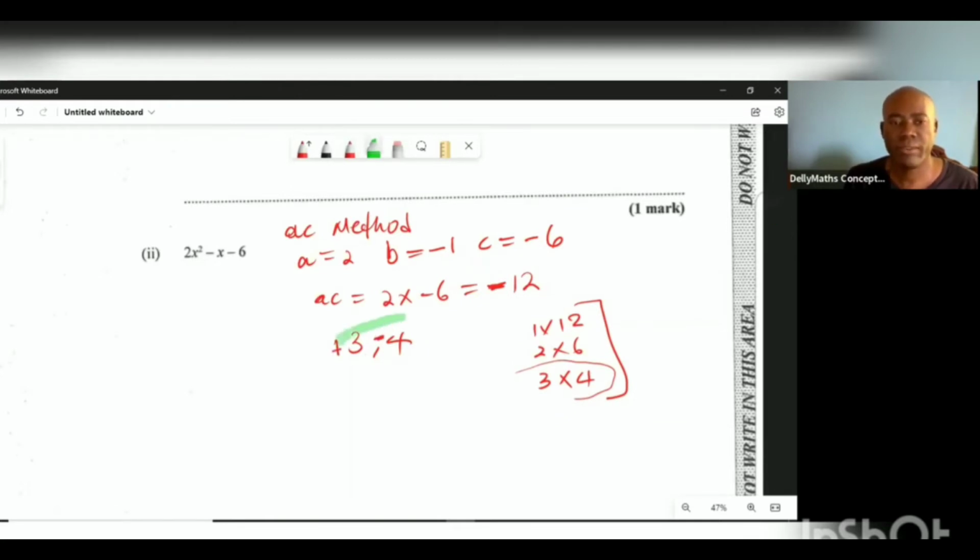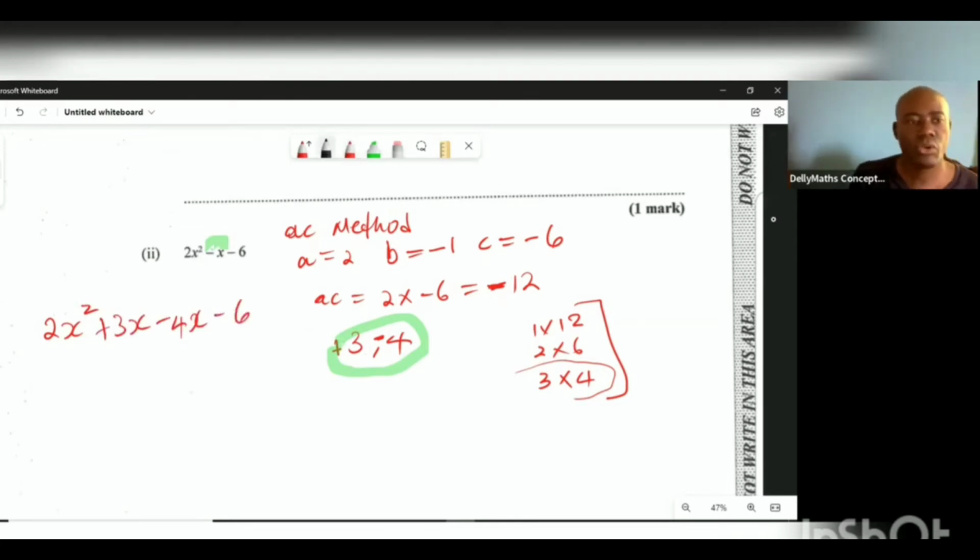These two numbers that we have come up with will actually take the place of the middle term right there. So we'll have 2x squared plus 3x minus 4x minus 6. And so now we have a chance to group these. So we're grouping group 1, group 2. In dealing with our groups, let us take out x, which is the common factor for the first 2 here. So we have x(2x plus 3), and then -2 is the common factor there. We'll have positive 2x and positive 3.